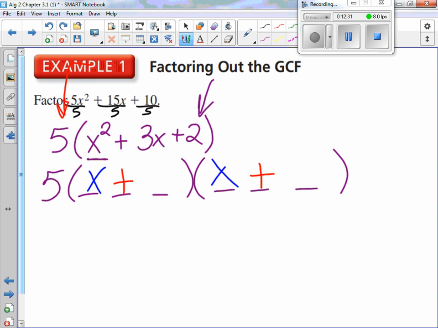And with all of these quadratics that we're going to do, we're always going to have whatever's squared. If it's x squared, we'll have x and x. If it's w squared, it'll be w and w, because that's the only thing that works. That's going to be there for all these quadratics. What are the factors of 2?